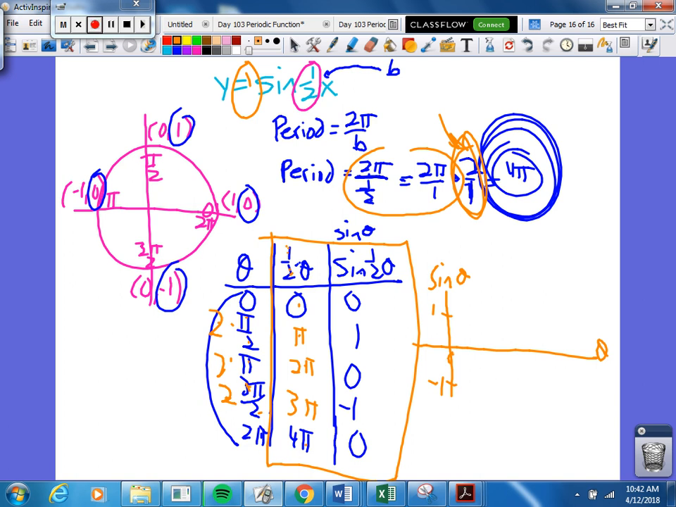Okay, so now we're going 0, pi, 2 pi, 3 pi, 4 pi. Bam. Okay, so start at 0, 0, right here, then pi and 1, then 2 pi and 0, and then 3 pi at -1, and then 4 pi and 0, bam.